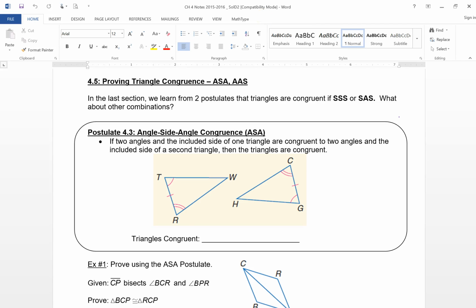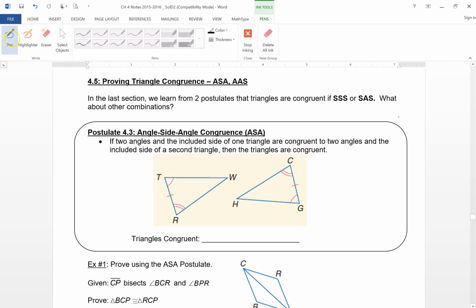All right, so we've done in section 4 triangle congruence. We talked about different ways or shortcuts to prove that triangles are congruent. Today we're going to learn about two more. So the ones we've already learned are SSS and SAS. Today we have two more. It's ASA and AAS. Okay?